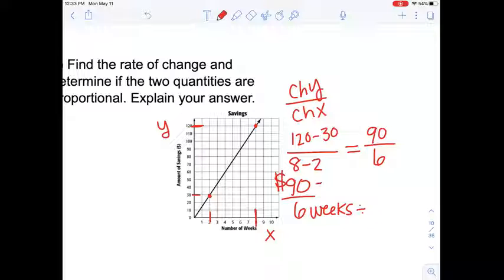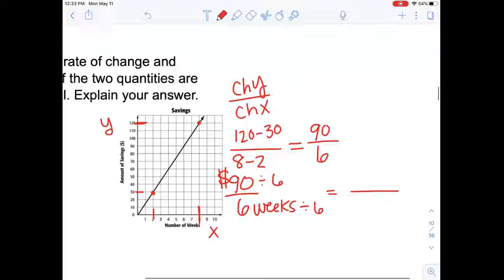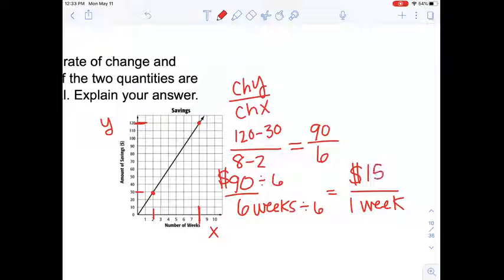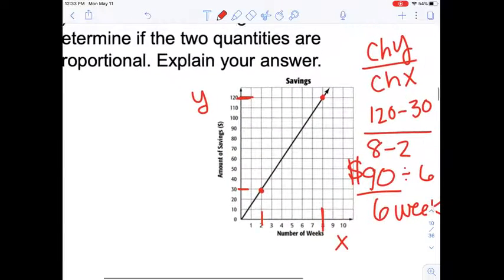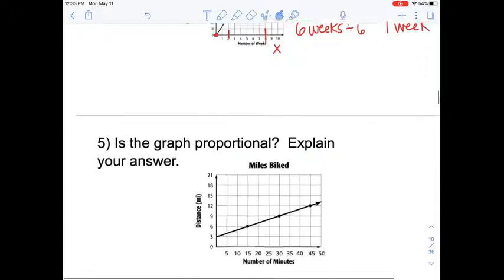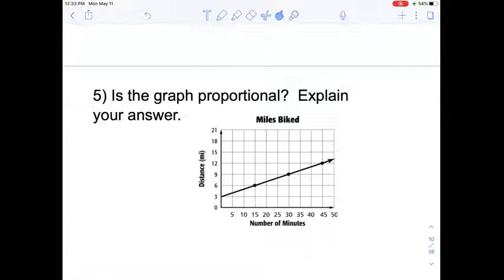We've added our labels. The last step with this is to change it to a unit rate. We do that by dividing by the denominator. So I'm going to divide both by 6, and I'm left with 1 week on the bottom, and then I take $90 divided by 6, and we get $15. Then if it asks you to explain what that means, it means that every week you save $15, and then it's also asking if it's proportional. Well, we know a graph is proportional if it goes through the origin 0, 0. In this case, yes, it is proportional because it goes through the origin. It goes through that point 0, 0.